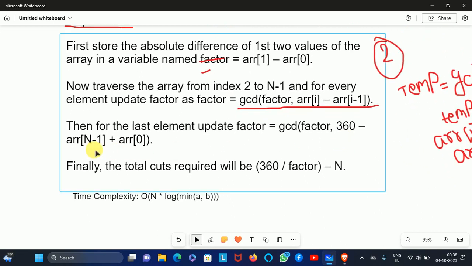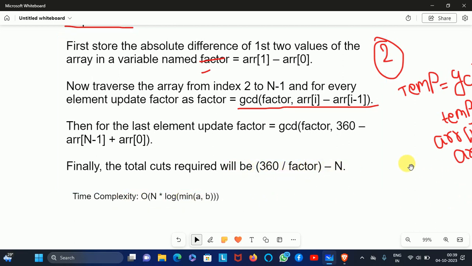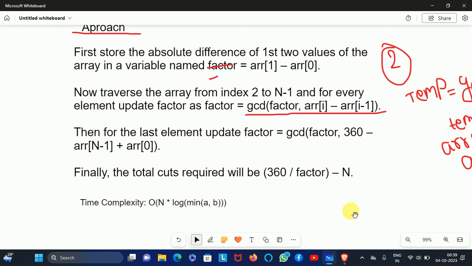So 360 minus array of n minus 1 plus, if we take a bracket, it will be array of n minus 1 minus array of 0, and after opening this bracket the minus minus will be plus. Finally the total cuts required will be 360 by factor minus 1, and the time complexity of this whole algorithm will be big O of n times log of minimum of a comma b.